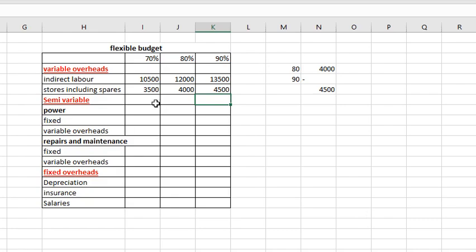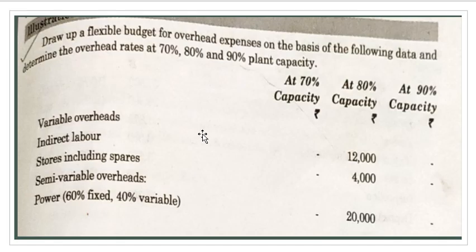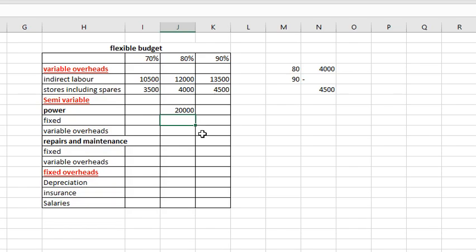Power is 20,000. Fixed is how much as per the question? 60%. So fixed is 20,000 into 60%, which gives 12,000, and then the balance: 20,000 minus 12,000 will obviously give you 8,000. So 8,000 will be the variable overheads.